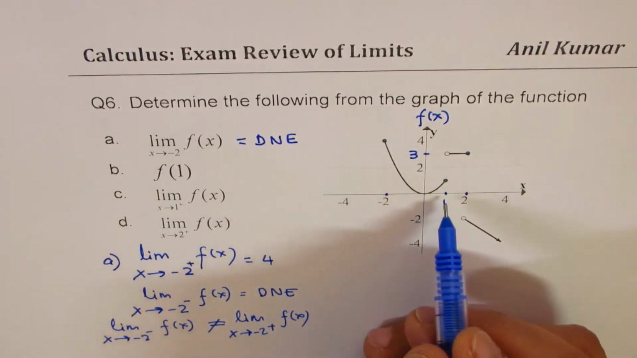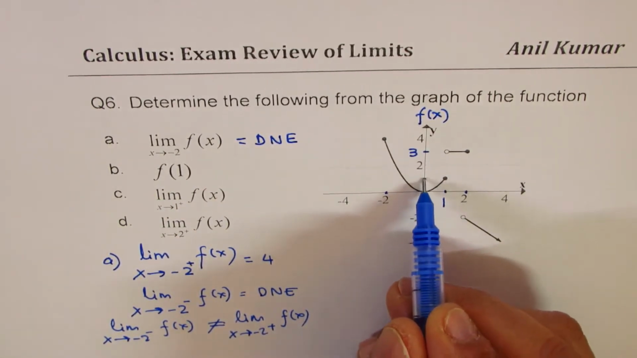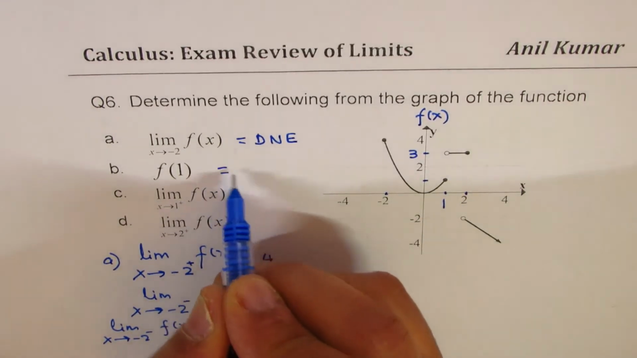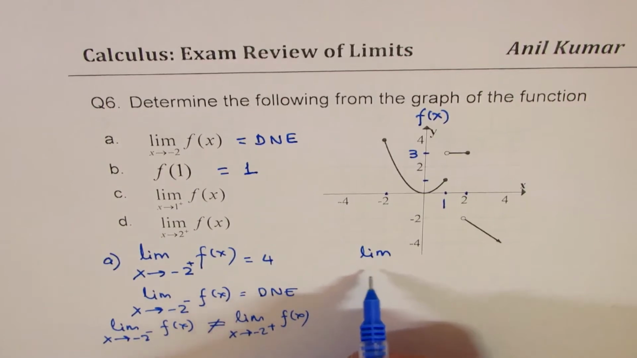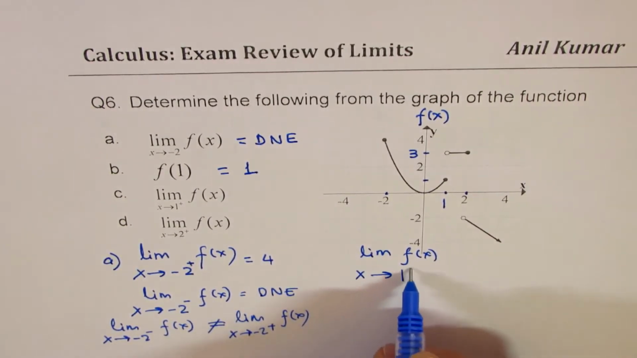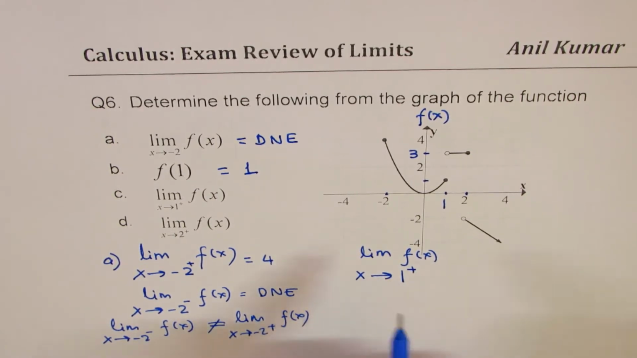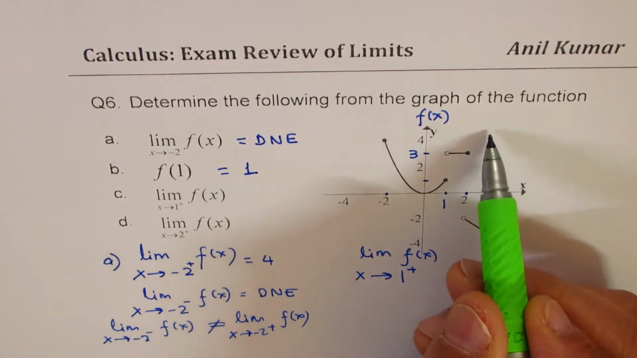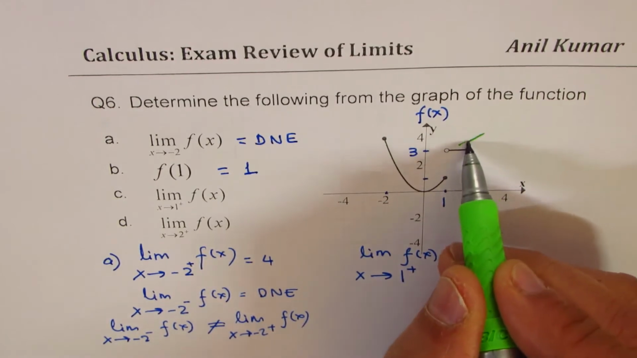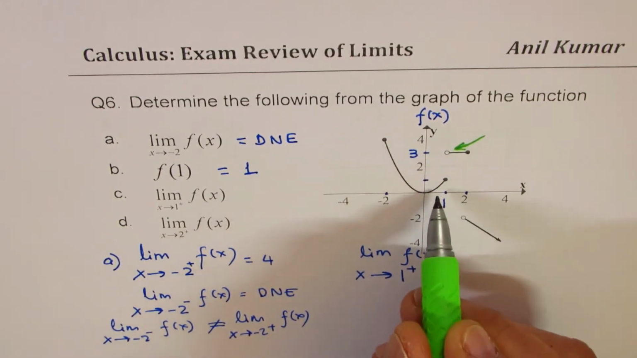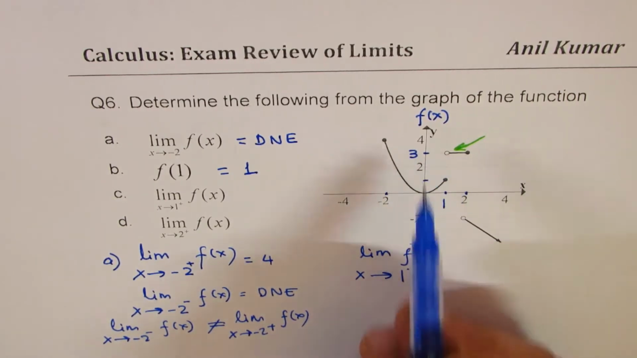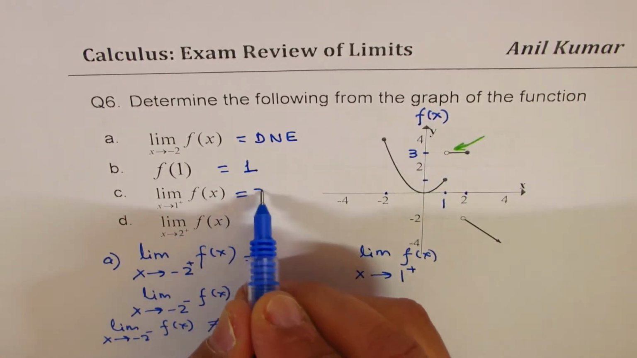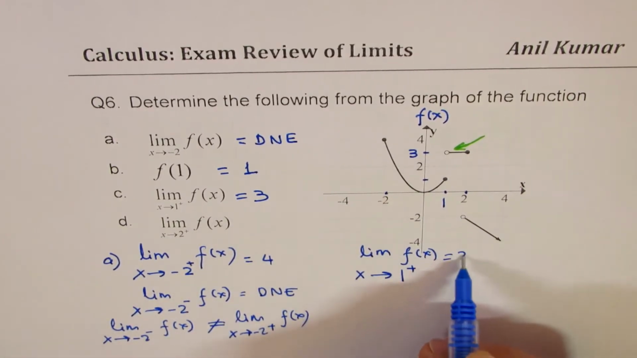For f of 1, at 1 this is a hole, that is a filled in value, so the value of f of 1 is equal to 1. Limit of the function, let me write down here, limit of the function f of x as x approaches 1 from the positive side. If you are approaching from the right side, what are you approaching? You're approaching here, right? Not this place. So this limit from the right side exists and it is 3, right? So this is equal to 3. Perfect.